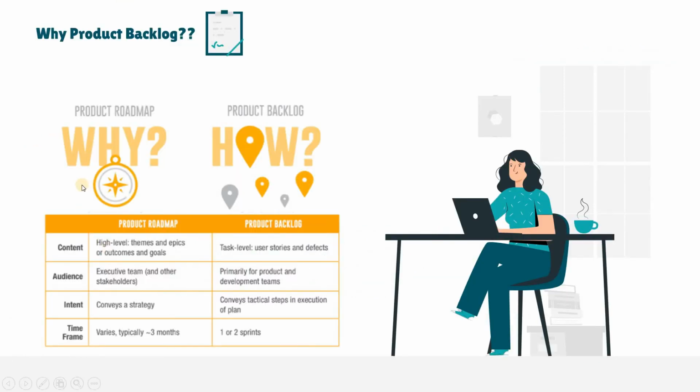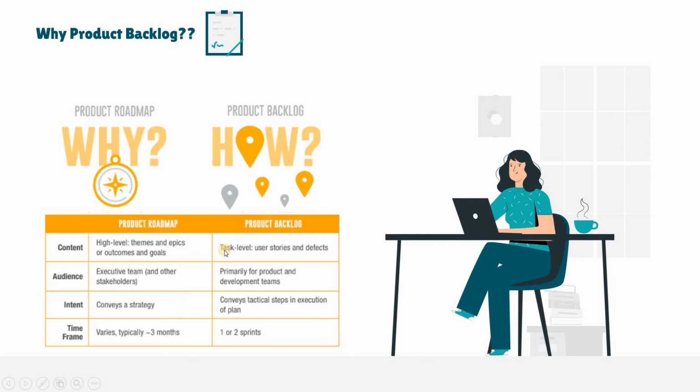Let me compare why we need the product roadmap and the product backlog. We are creating the product backlog from the product roadmap. The product roadmap contains high-level themes. It includes the epics, outcomes, and goals. It includes how to convey strategy. To create the product roadmap, it takes 3 months. To create the product backlog, it takes 1 or 2 sprints. Let me discuss what a sprint is later.